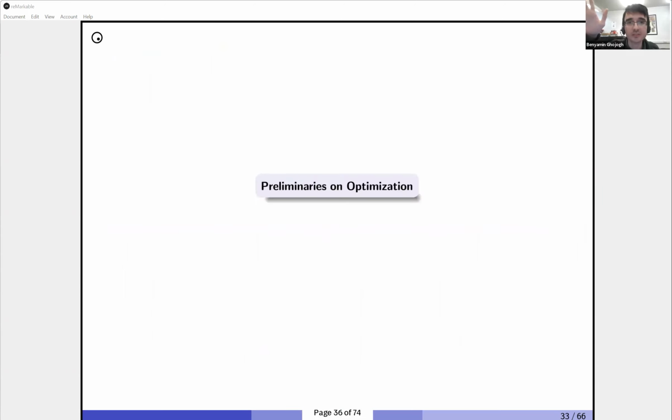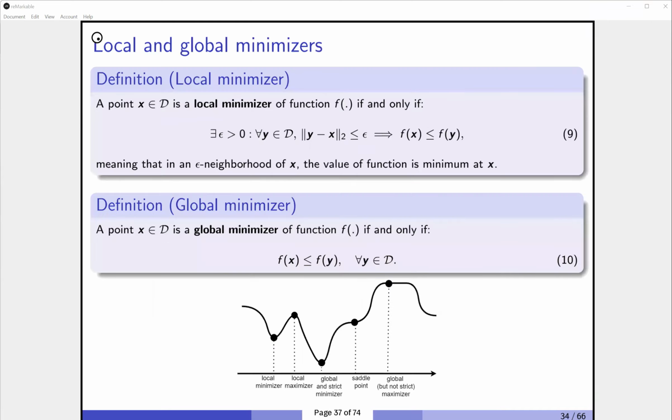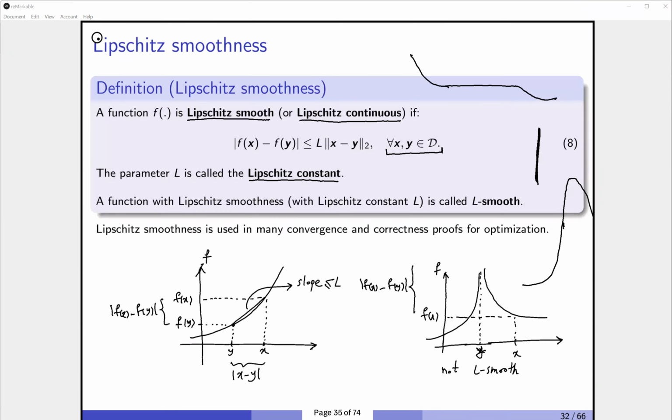Any other question? I had a question about the L smoothness. You say it's a constant. So does that mean that for a given function, it'll be L smooth up to a certain L value? Yes, a certain L value. No, we don't say up to, we say L smooth, for example, L smoothness with L equals something. Okay, so it's a parameter.